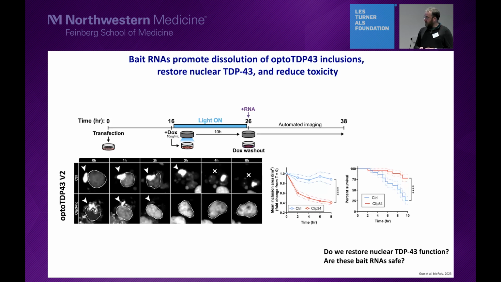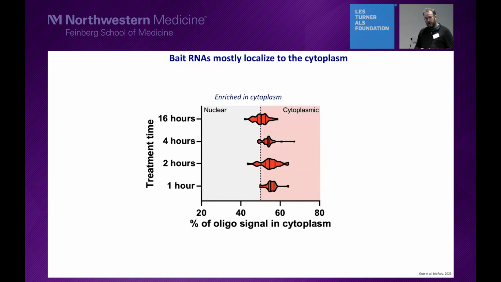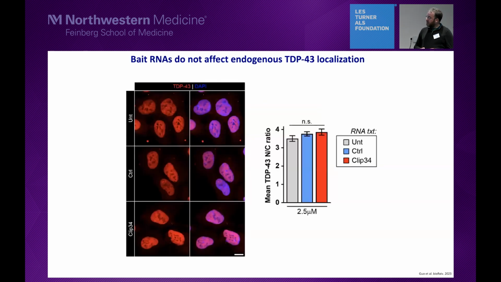So we did a number of experiments to assess the safety of these bait RNAs. First of all, what is the localization of these bait RNAs when we introduce them to cells? And what we find is that we primarily find them in the cytoplasm of cells at early time points, suggesting that they wouldn't interfere with the nuclear function of TDP-43 because they're simply not in the right place to do so. Moreover, if we track the localization of TDP-43 treated with bait RNAs, we find that this doesn't affect TDP-43 nuclear localization. So we're not perturbing TDP-43 biology in that way either.